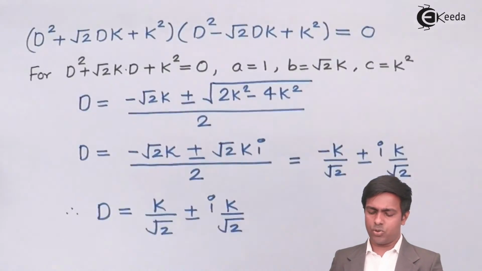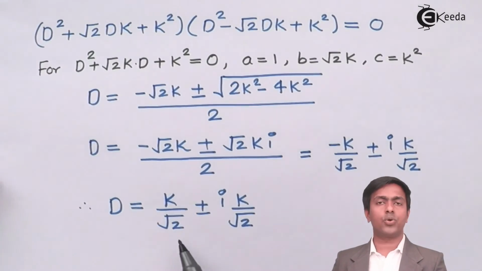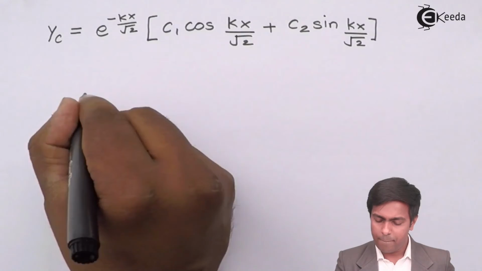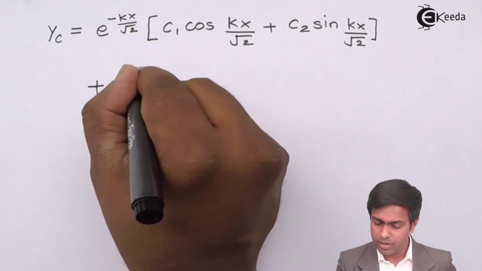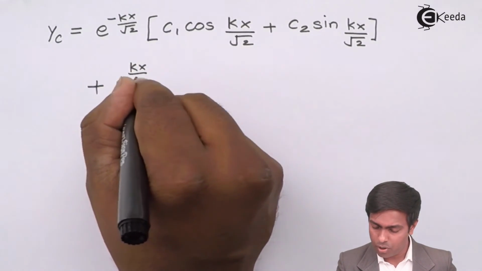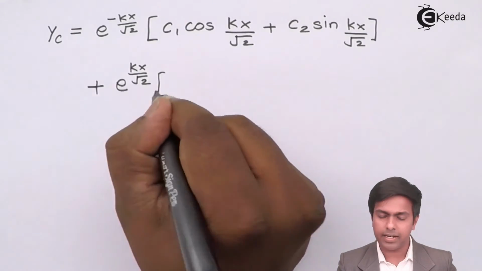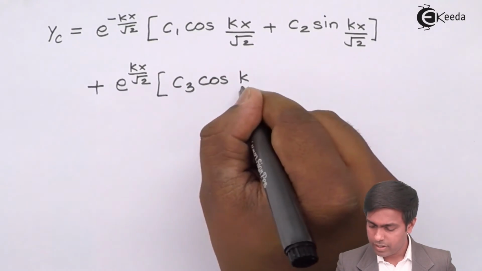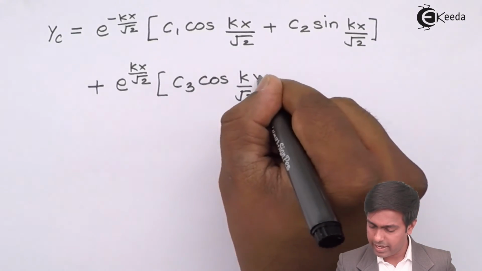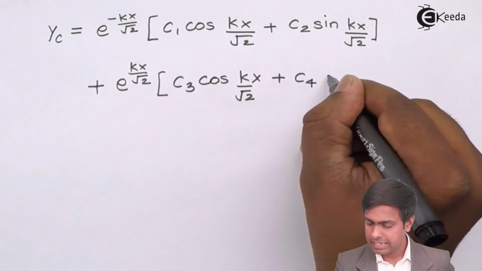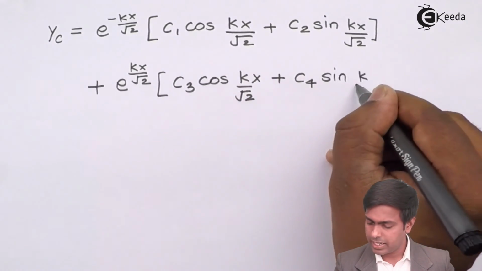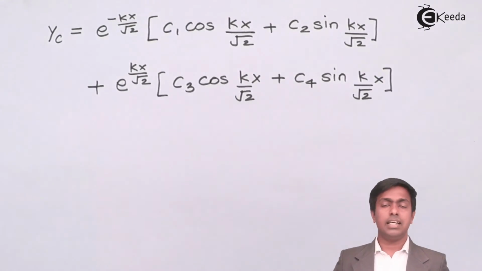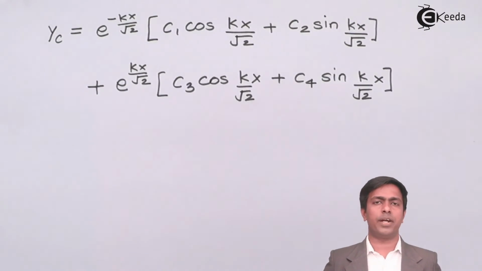Now for the next two roots, the real part is k by root 2 and the imaginary part is also k by root 2. So we will get plus e to the power kx upon root 2, in the bracket C3 cos of k by root 2 into x plus C4 sine of k by root 2 into x. So guys, this is the value of the complementary function.